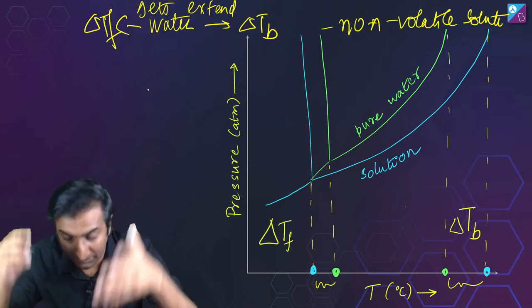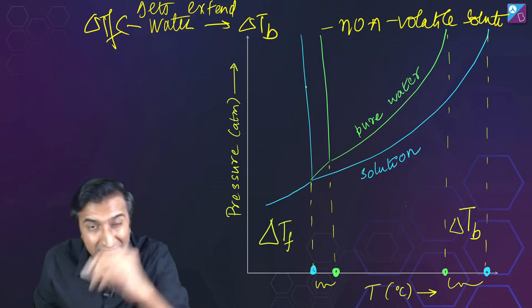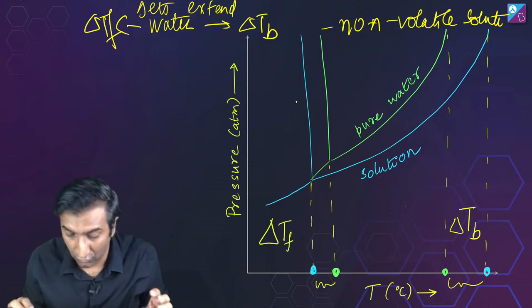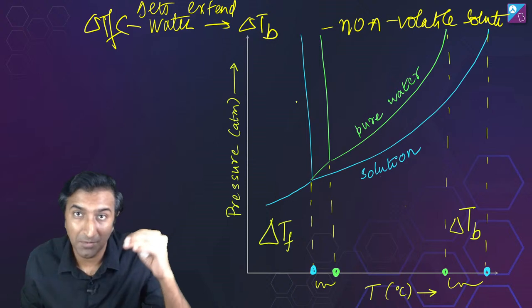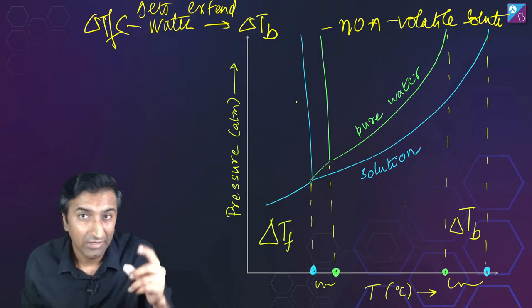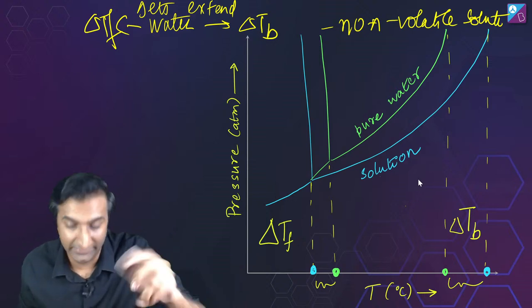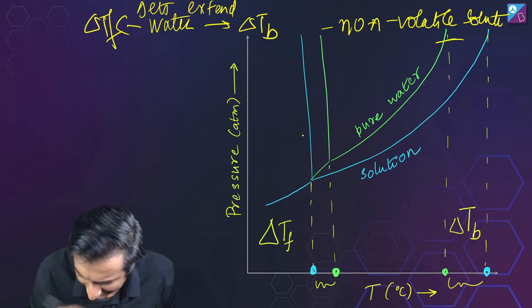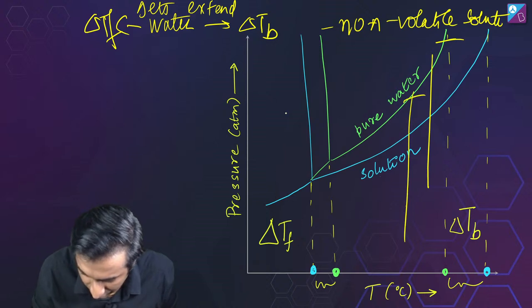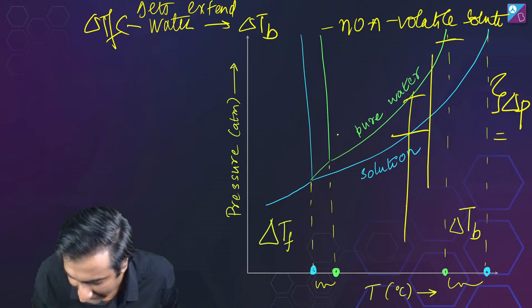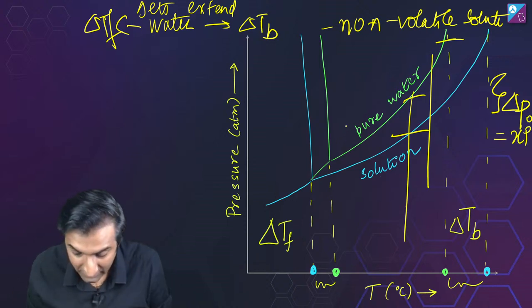If you want to know it from this graph, kya ho raha hai? Ki jaise hi main daal raha hoon, what is happening is it's disturbing water completely. So, uska jo vapor pressure hai, kam ho ja raha hai. Earlier I could boil water easily, but because I put salt in it, it does not boil easily. So its vapor pressure falls at any temperature, koi bhi temperature le lo. You see that there is a fall in pressure, and this is what you get as delta P is X times P naught. This is that equation.